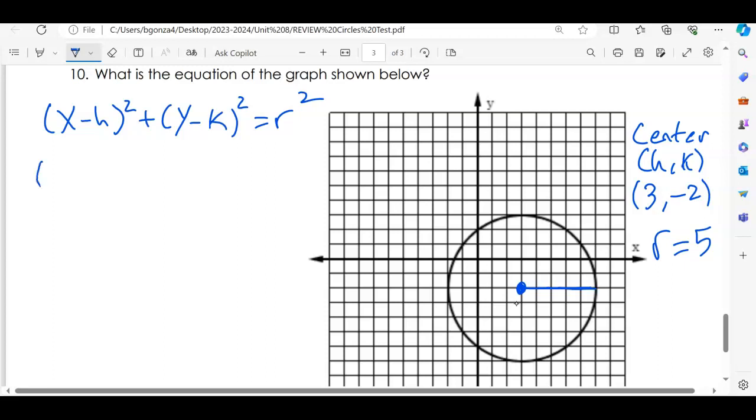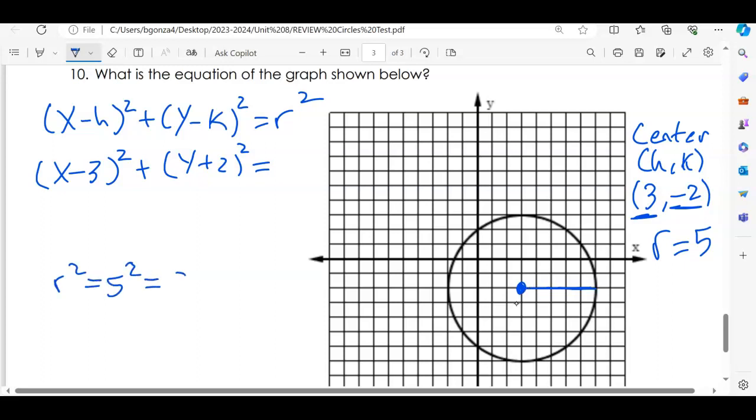So we can do x, the opposite of positive 3 is minus 3 squared, plus y, the opposite of minus 2 is plus 2 squared. And that equals r squared, which is 5 squared. And 5 squared is 25.